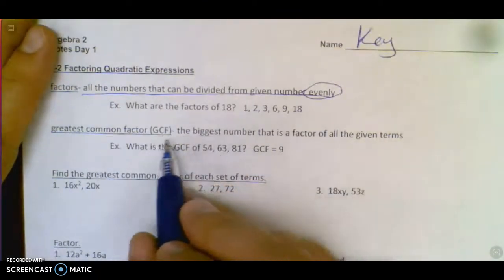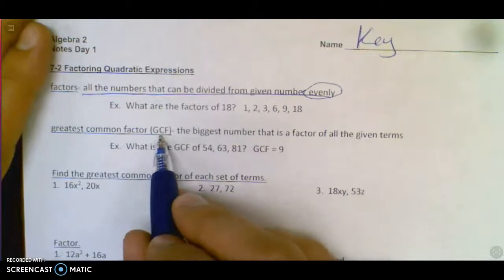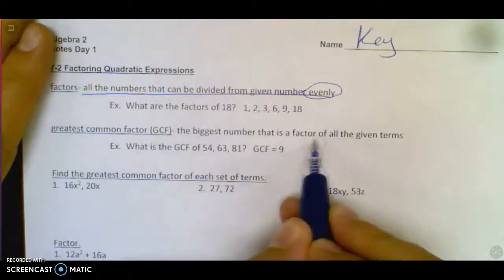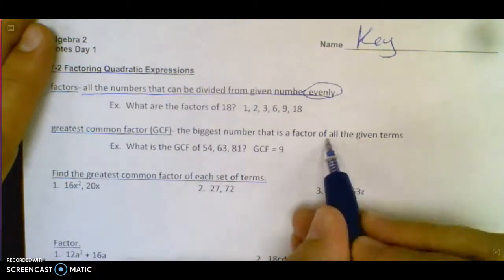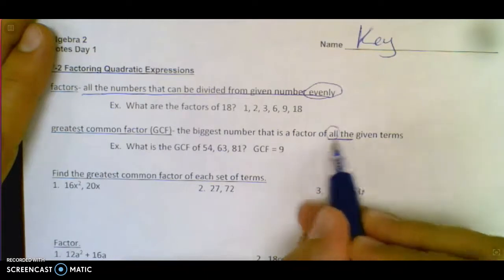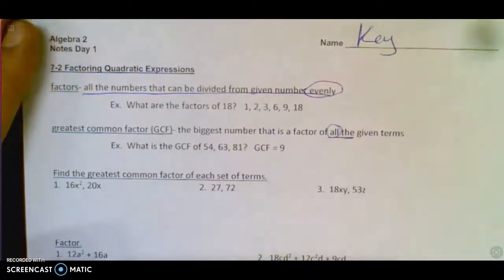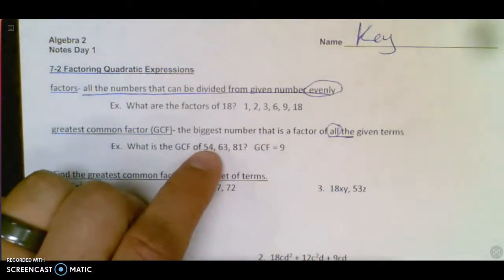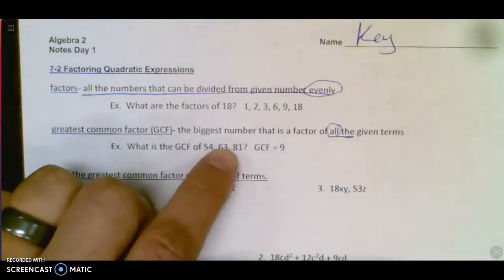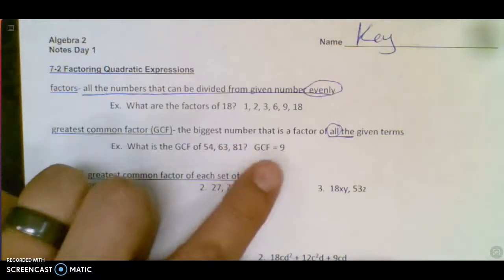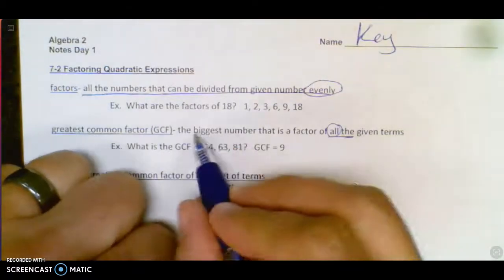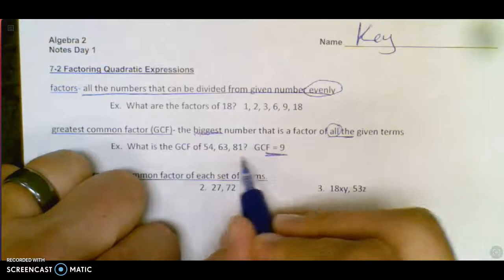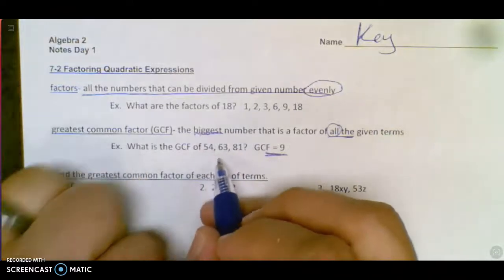Greatest common factor is another huge skill. You're looking for the biggest number that is a factor of all the given terms. So it has to be able to go nicely into all of these. Like I could say 3 goes into all three of these: 3 goes into 54, 3 goes into 63, 3 goes into 81. But my greatest common factor is 9 because I cannot find a bigger number that goes into all of them.